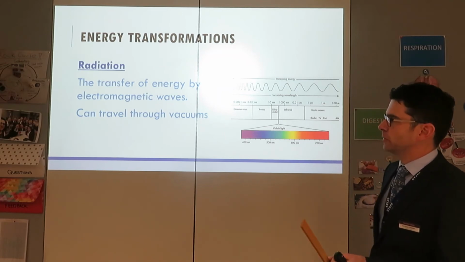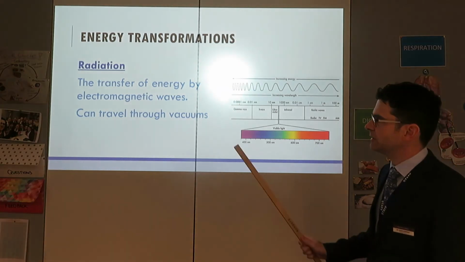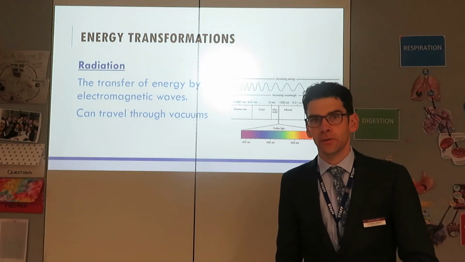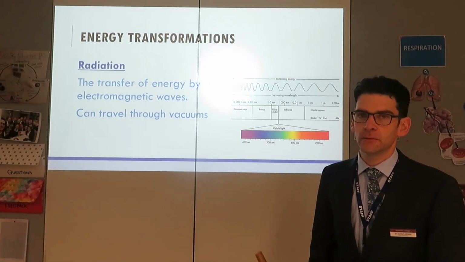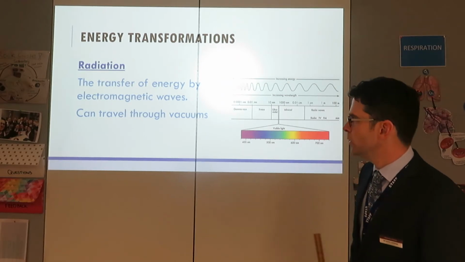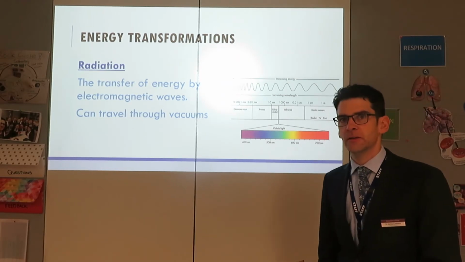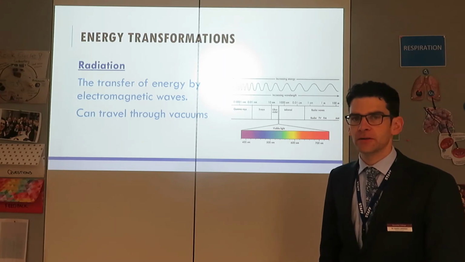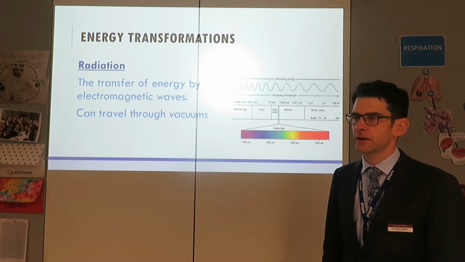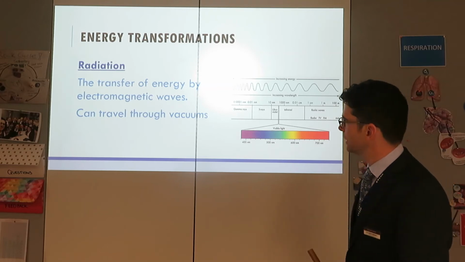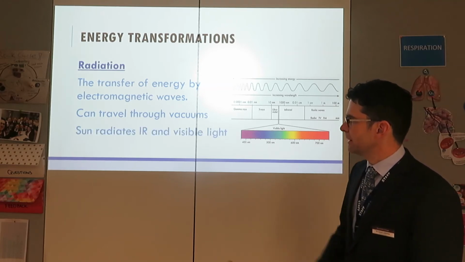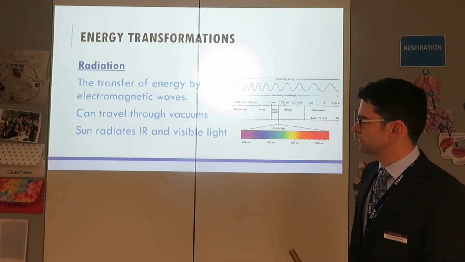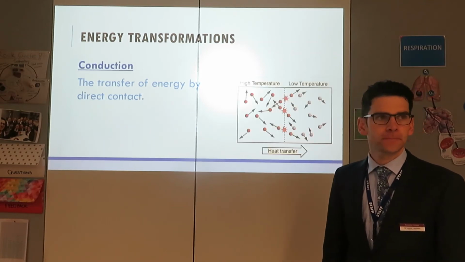Before we move on, a great thing about electromagnetic radiation is that it can travel through vacuums, such as space. It doesn't need a medium to travel through, which makes it very fortunate for us, because if it couldn't, despite the amount of heat being given off by the sun, it wouldn't reach the Earth. It would still be icy cold. So the sun radiates infrared light as well as visible light mainly.